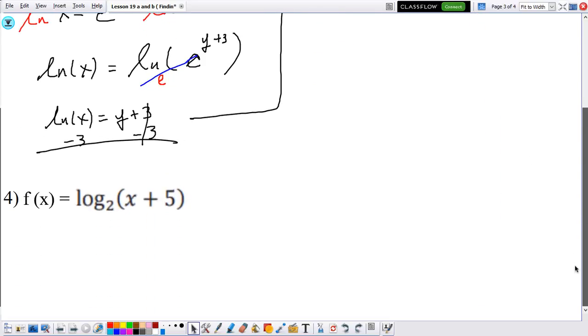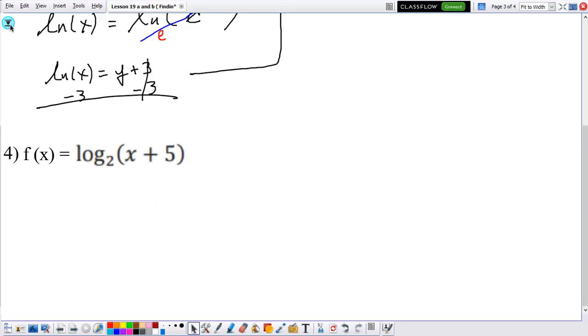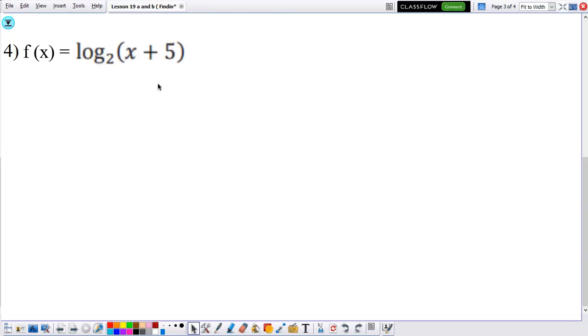So now, finally, let's look at example 4. Okay, so this is what we have so far. Again, the first step is always the same. If it's not written in terms of y, you write it in terms of y. So let's do that first. So now we know that y equals log base 2 of x + 5.